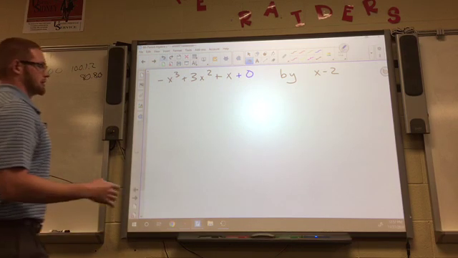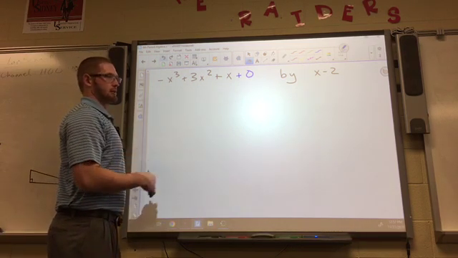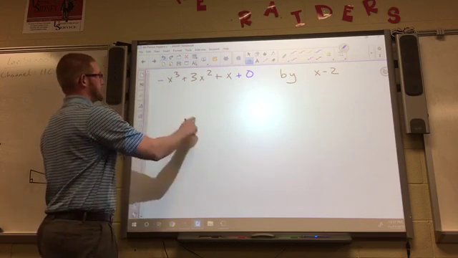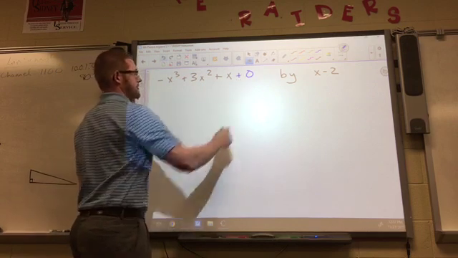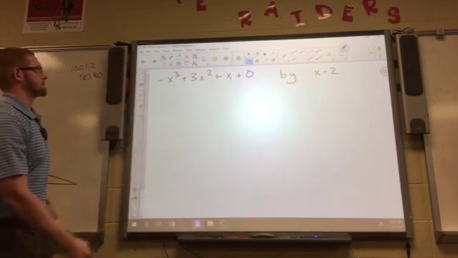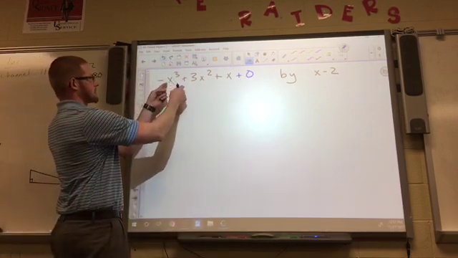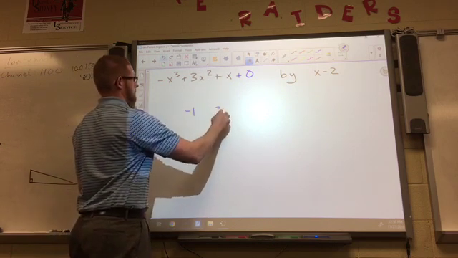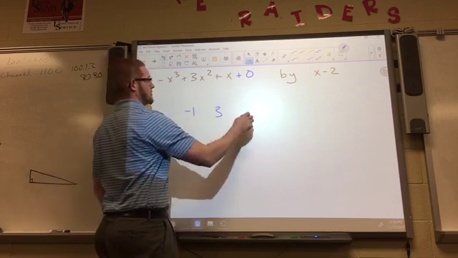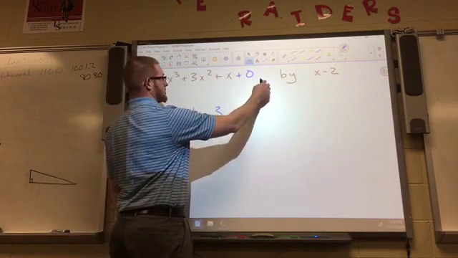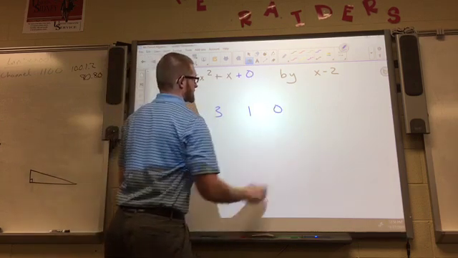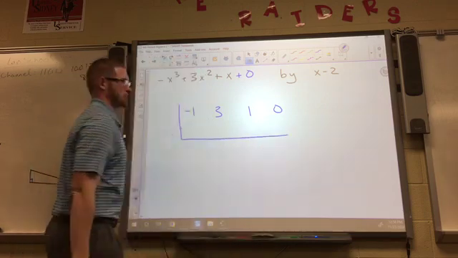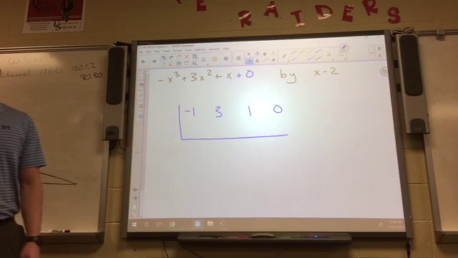So from here, and this is all going to be entirely new to you, I'm going to pull down the numbers that are in front of each of my variables. In front of x cubed is negative 1. In front of x squared is 3. In front of x is 1. In front of x to the 0 is 0. Then we're going to draw basically an upside down division bar.